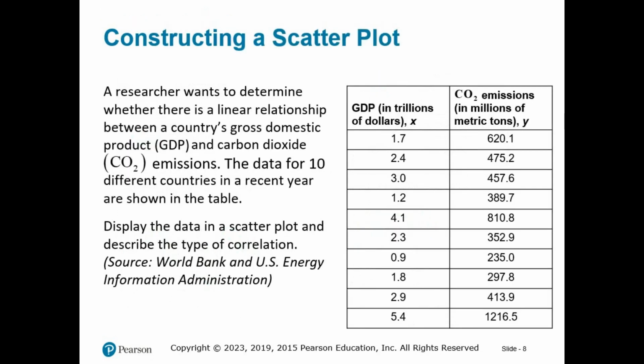A researcher wants to determine whether there is a linear relationship between a country's gross domestic product, or GDP, and carbon dioxide, or CO2 emissions. The data for 10 different countries in a recent year are shown in the table. Display the data in a scatter plot and describe the type of correlation. Okay, so yes, we're going to enter this data. I would put this in L3 and L4, put the GDP in L3 and the CO2 emissions in L4.